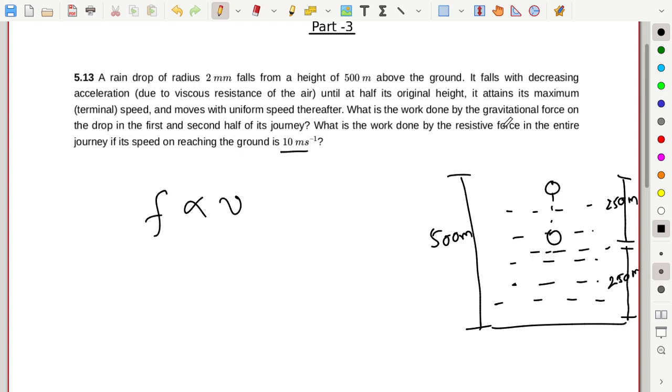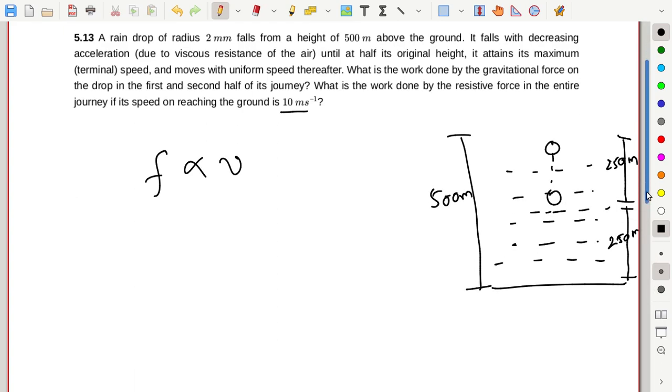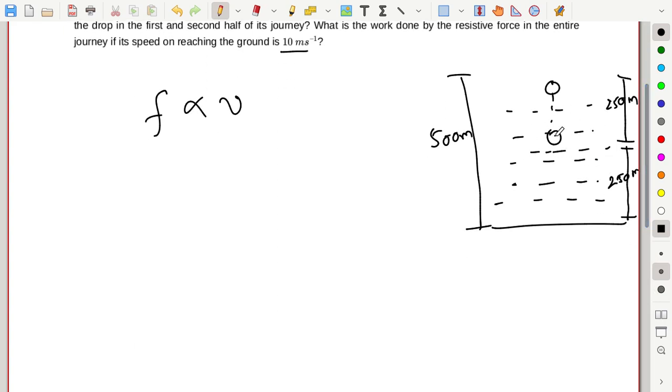What is the work done by the resistive force in the entire journey if its speed on reaching the ground is 10 meters per second? They also asked the work done by the viscous force of the air on this water droplet. Okay, so let's start the problem.